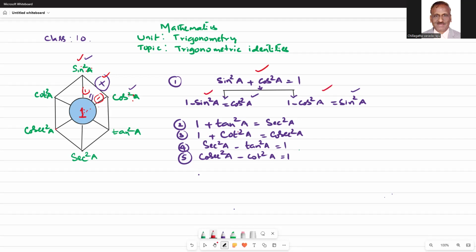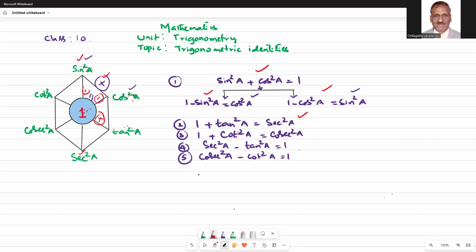1 minus sin square a equals cos square a, and 1 minus cos square a equals sin square a. Now, 1 plus tan square a is equal to secant square a. In the figure, observe where tan square a and secant square a are. Once again, they are two consecutive terms written on two vertices of the hexagon. I am adding 1 plus tan square a, and 1 plus tan square a is equal to secant square a.